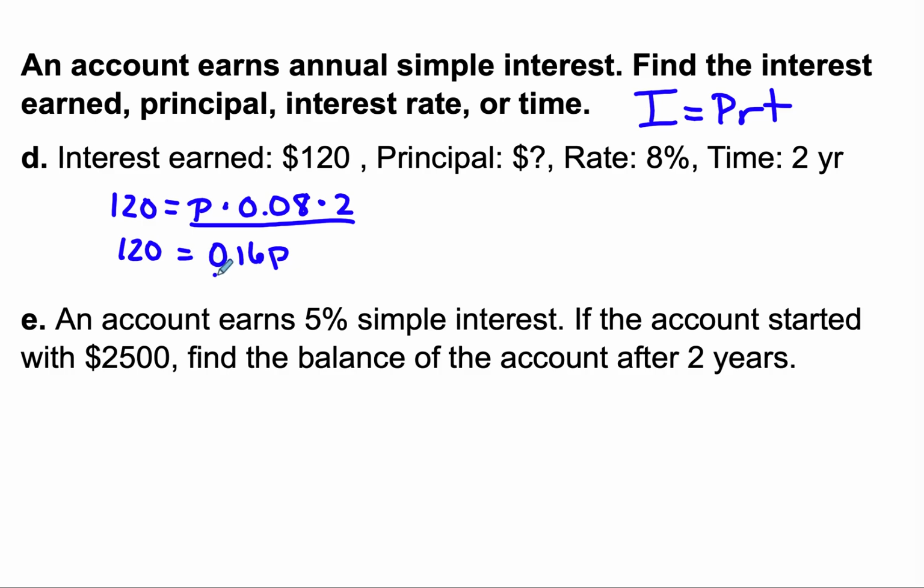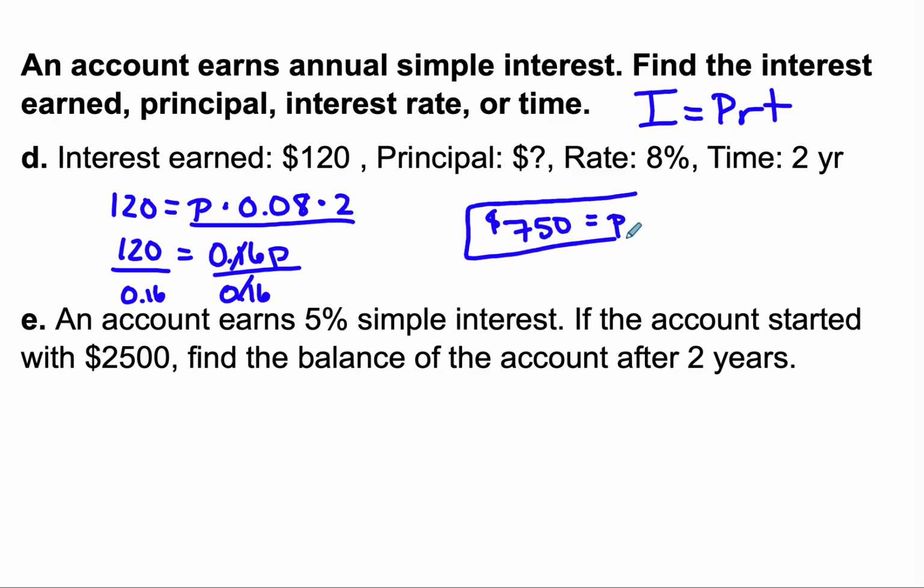And then my p. I'm going to divide both sides by 16/100. Get the variable by itself. So 120 divided by 16/100 is 750. So $750 is going to be our principal.